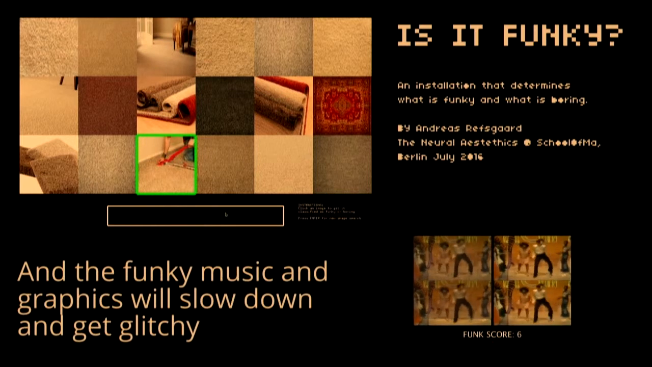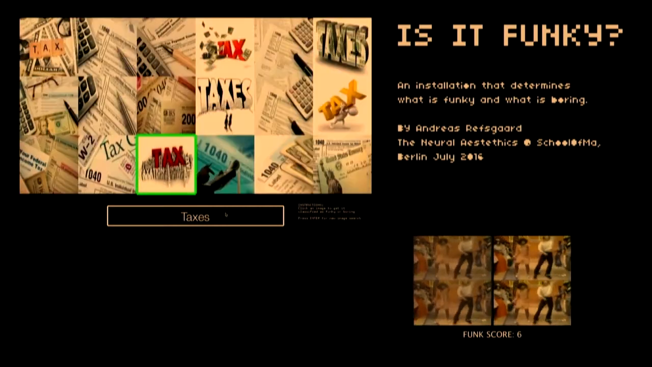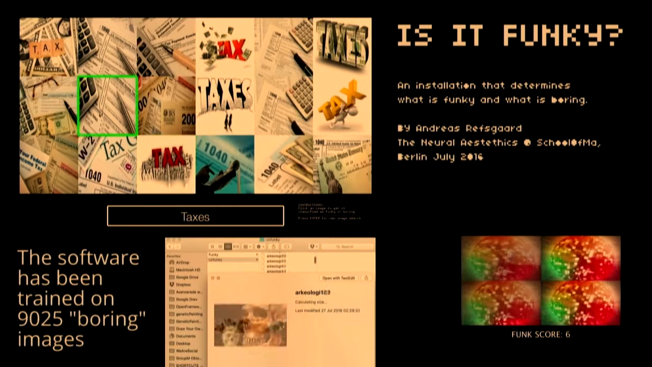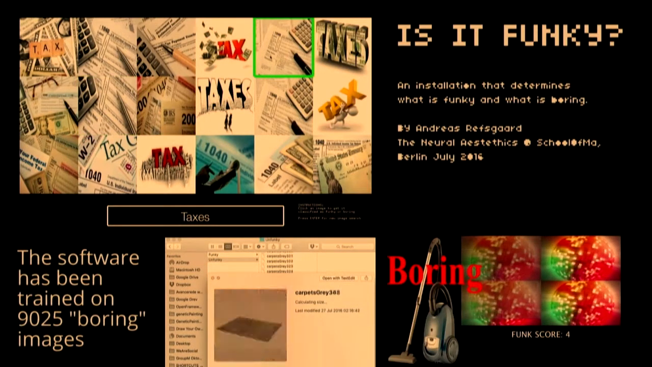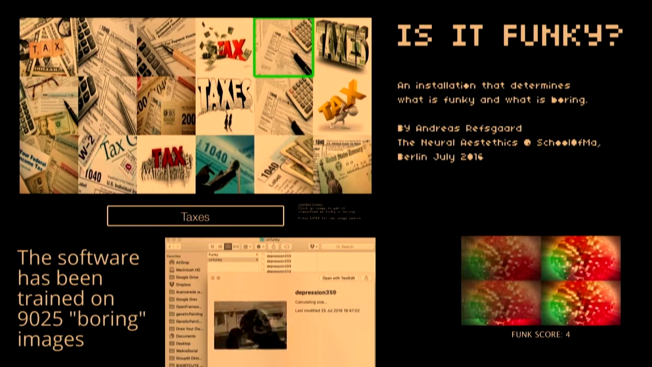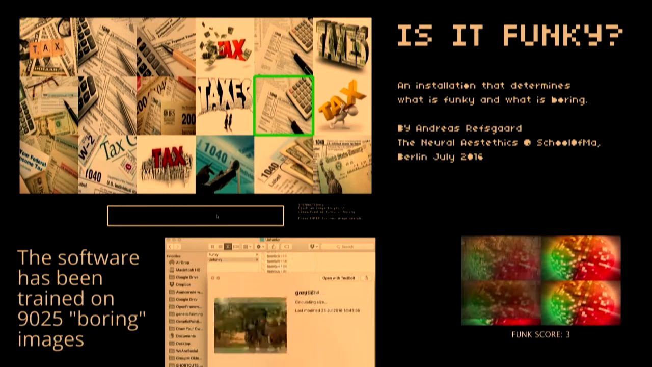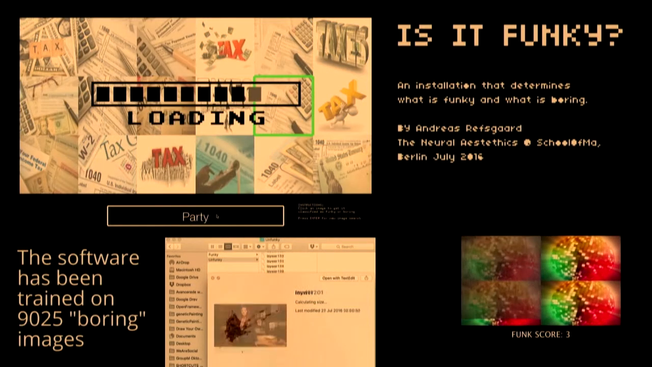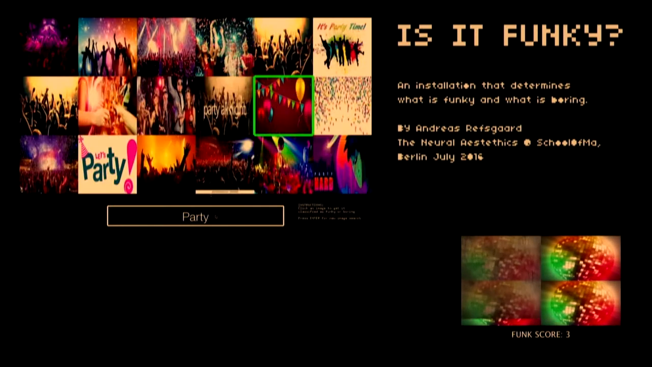Okay, how about taxes? Who thinks taxes is funky? I think taxes is boring. Yeah, let's see what the algorithm thinks. It doesn't like taxes either. Here you see some of the stuff it's been trained on, like very, very subjective stuff.